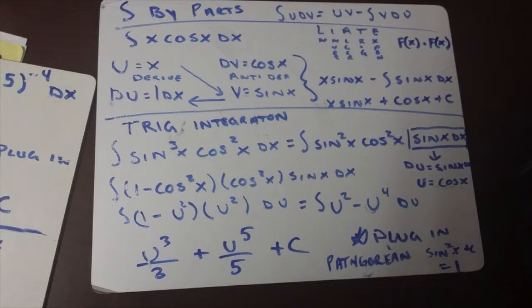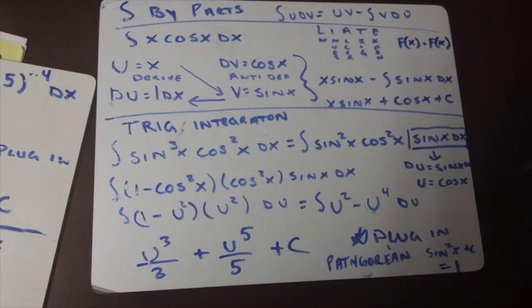We now rewrite our equation using the Pythagorean theorem as previously stated. We now have the integral of 1 minus cosine squared x times cosine squared x times sine x dx. We can then go ahead and plug in our u that we previously solved for, giving us the integral of 1 minus u squared times u squared du. We go ahead and distribute the u squared, or FOIL as most commonly known, to give us the integral of u squared minus u to the fourth du.